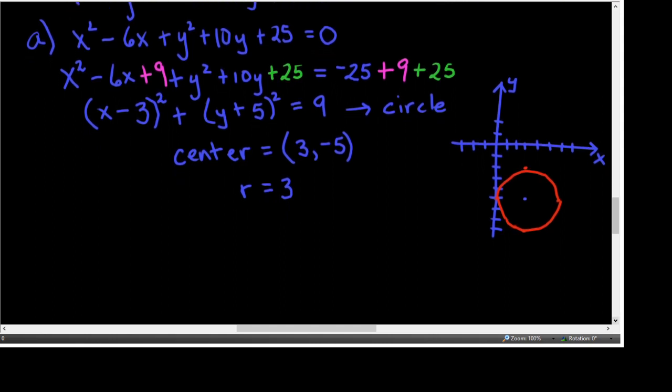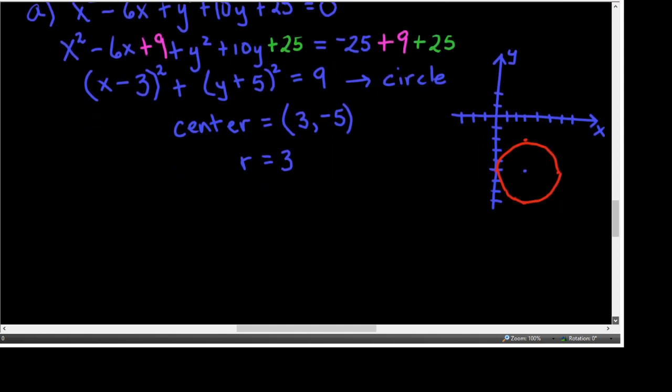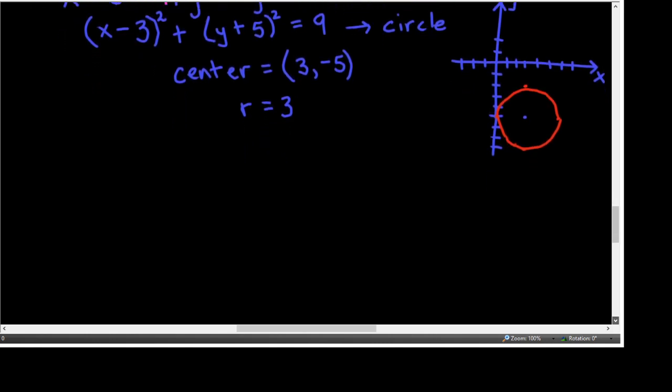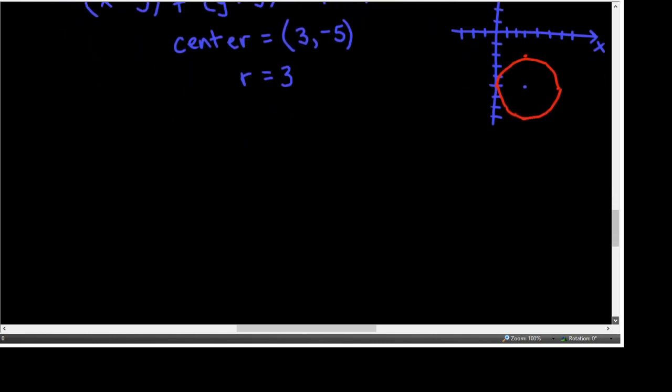that's the graph of that one. All right, so let's do B. All right, so the equation we're given for B is x squared plus 10x. And what I'm going to do is I'm going to go ahead and write this in the order I like it and spread things out a bit.